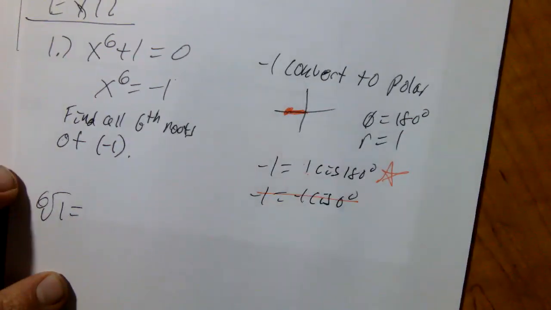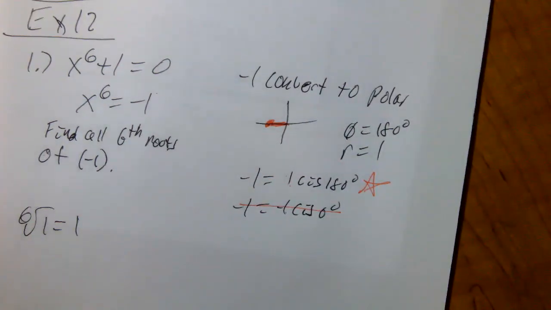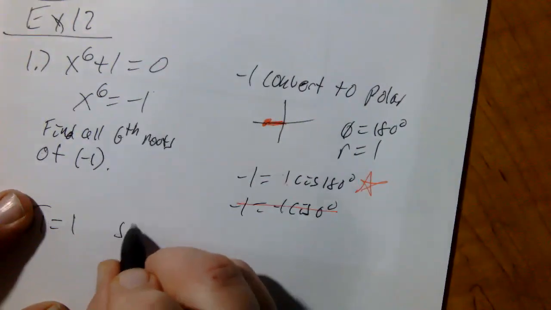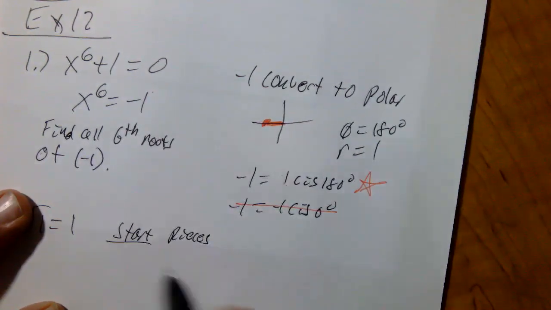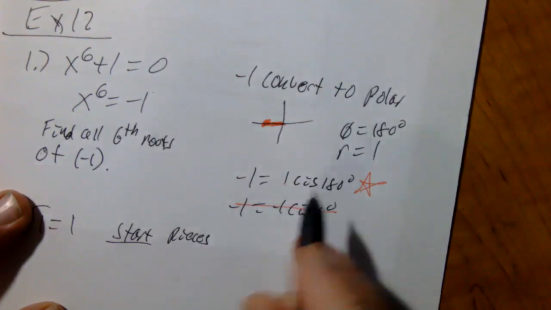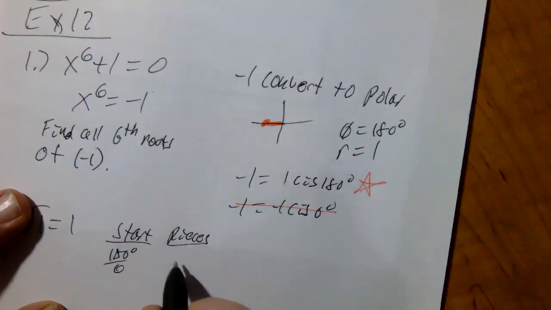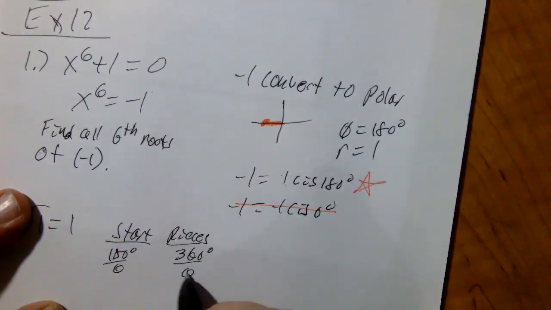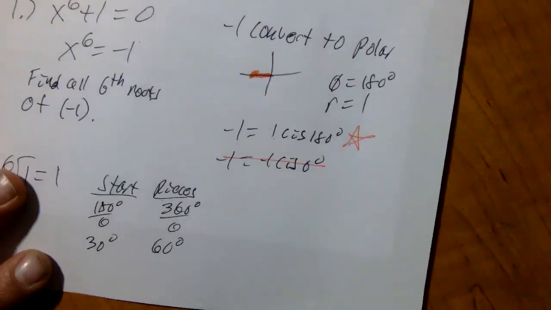So the 6th root of 1, the nice one that the calculator would give me, is just 1, okay? Now I got to find my angles. So think of it as my start, and then think of it as your pieces. Okay, so where am I starting at? If I use this one, you're starting at 180, and I would divide that by 6. And then my pieces take the whole circle every time and divide by 6. So in this case, I'm starting at 30 degrees, and then you would add 60 degrees, right?